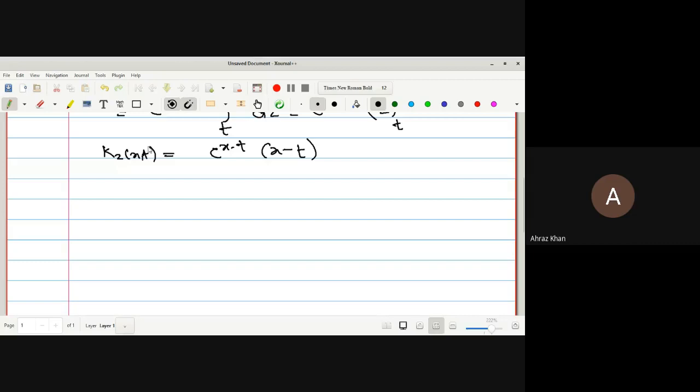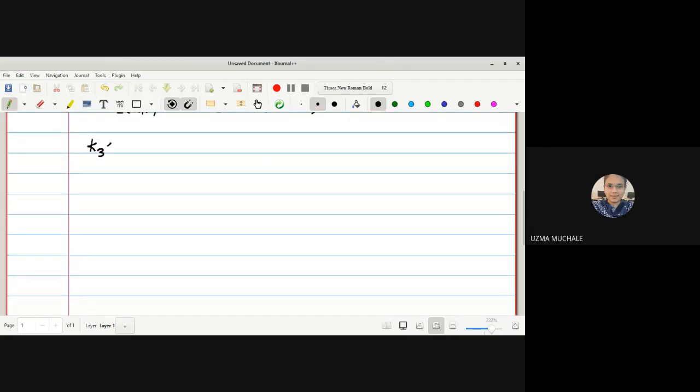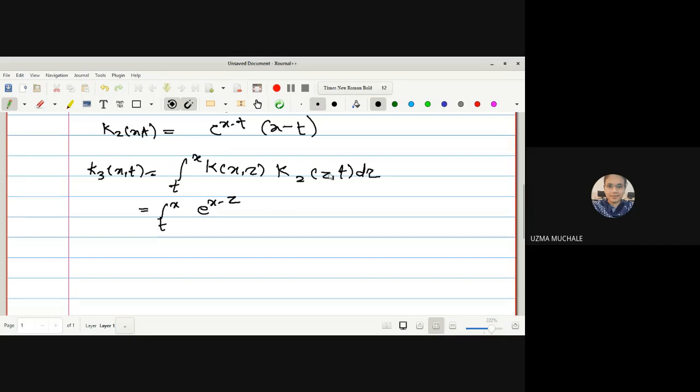Yes, ma'am. Similarly, you can solve for K3. K3 of x, t is equal to the integration from t to x of K of x, z into K2 of z, t dz, which is equal to K of x, z, meaning e raised to x minus z. Now K2 of z, t, how will you write this? Wherever you have x, you have to replace it with z. So e raised to z minus t times z minus t, dz.